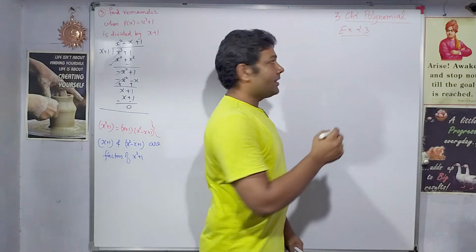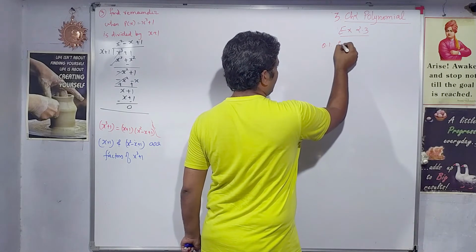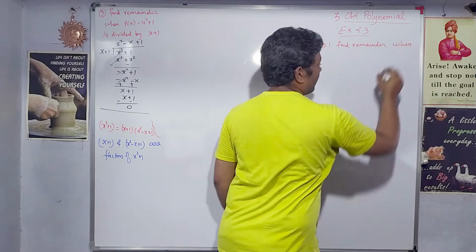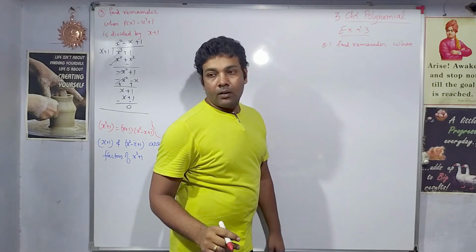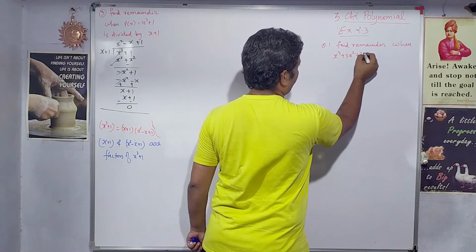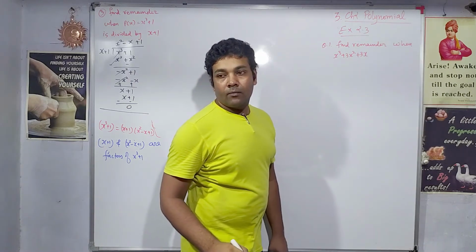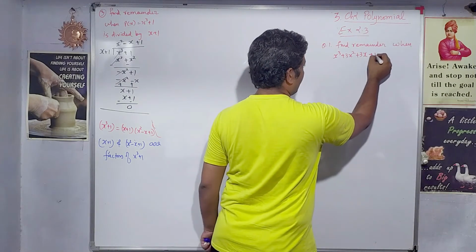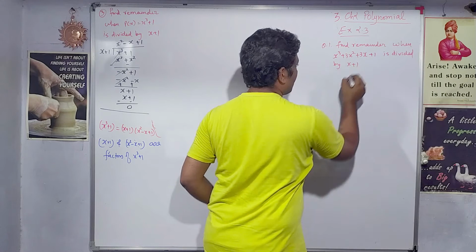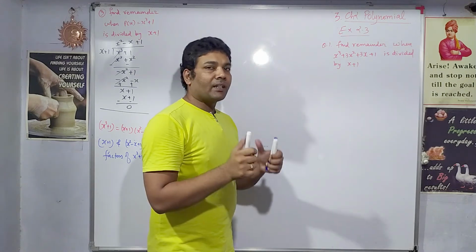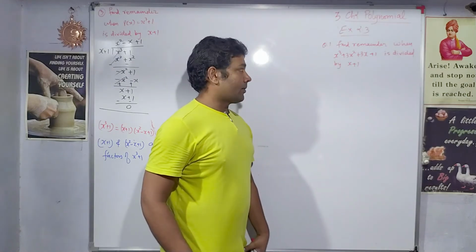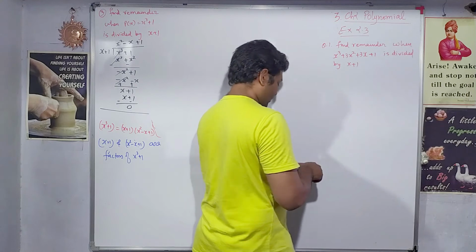First question. Question number 1 is: find the remainder when x cube plus 3x square plus 3x plus 1 is divided by x plus 1. So what will you do? You have an option, either carry out long division or use the remainder theorem, because nothing is specified in the question, right? I will use the remainder theorem.